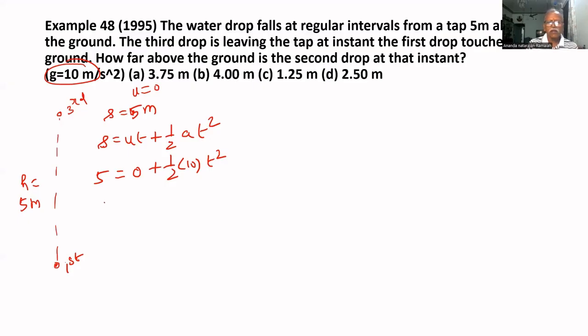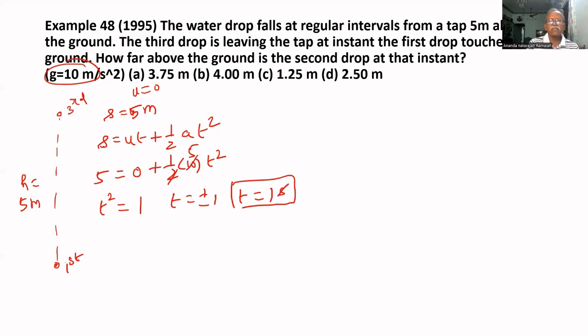Here also 5. t square equals 1, or t equals plus or minus 1. Therefore, t equals 1 second. It takes 1 second to reach the ground from 5 meters. That's all.